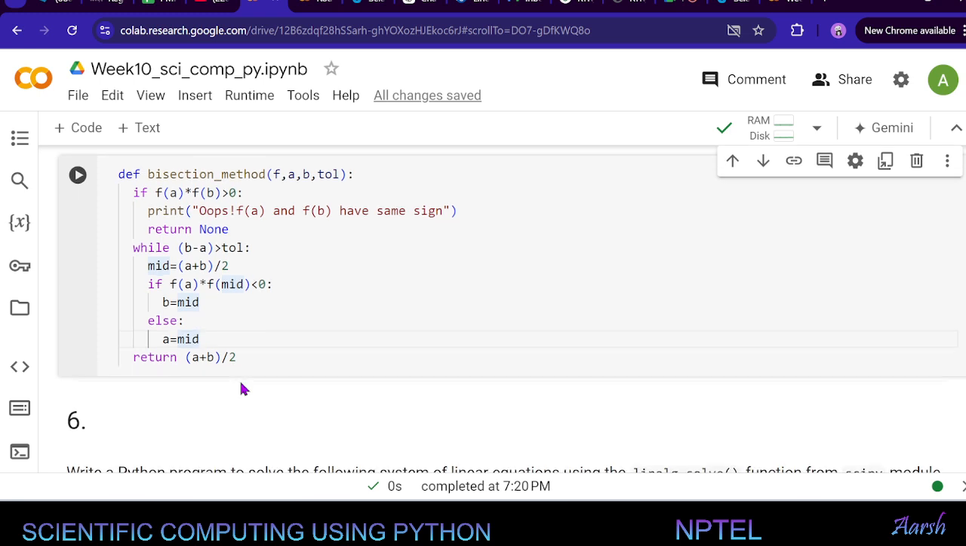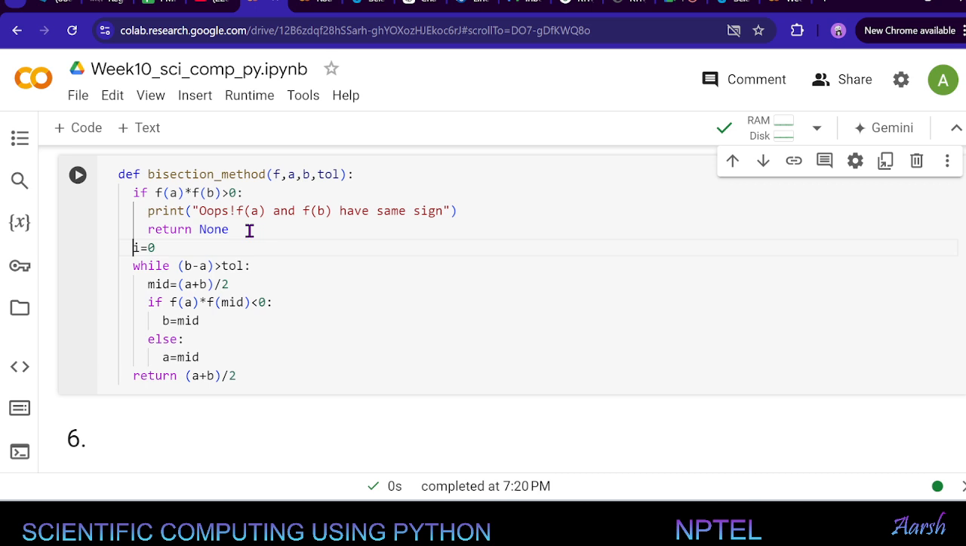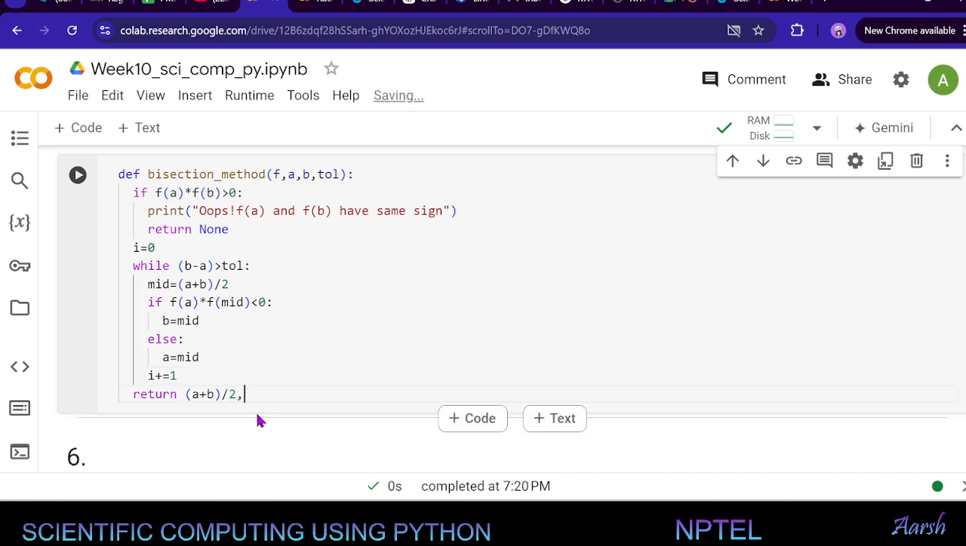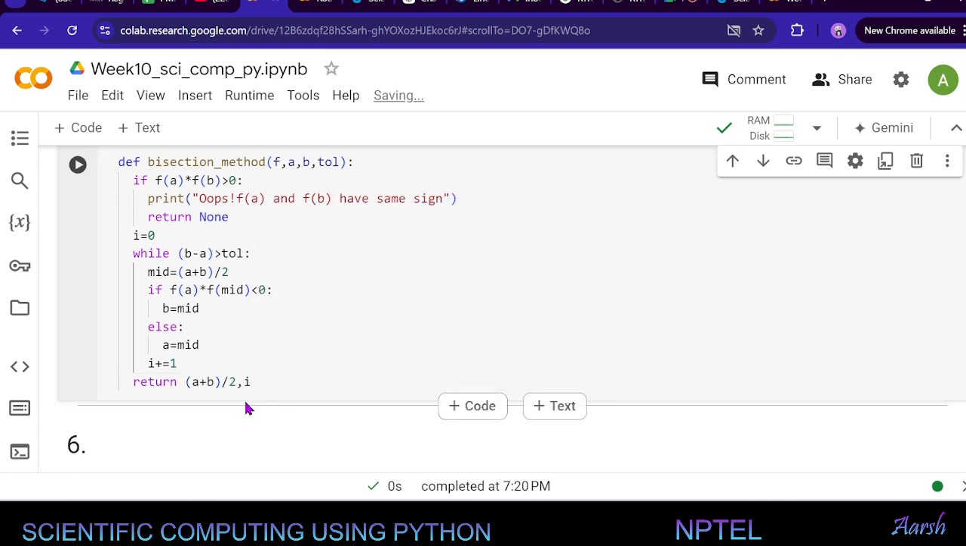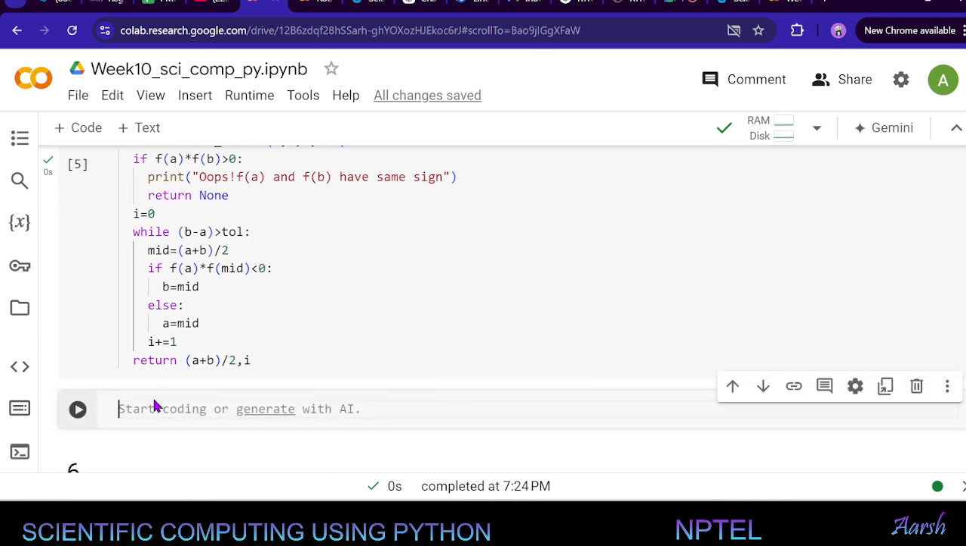At the last step we can keep track of one number, how many times this while loop is run. So we can say i is equal to 0, not here, and every time the loop runs, i plus equal to 1, and then we can return both values, the 0 and i, right? That's the number of iterations. So let's run this. Okay, it's running, which means the function is probably okay.